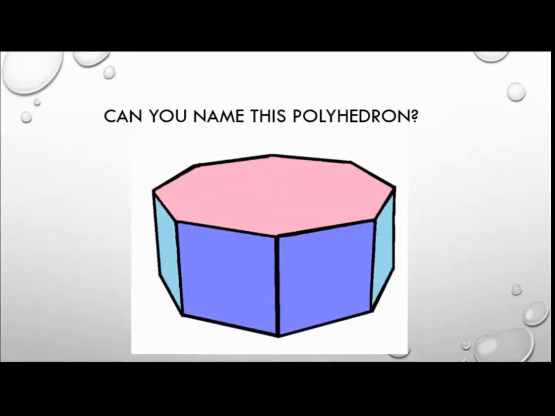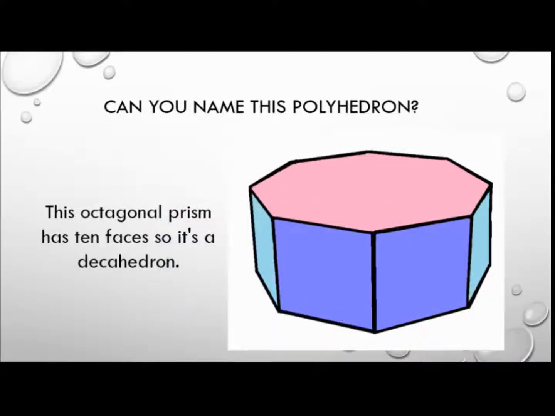And lastly, can you name this polyhedron? This octagonal prism has 10 faces, so it's a decahedron. You note it has 8 square faces and 2 octagonal faces.